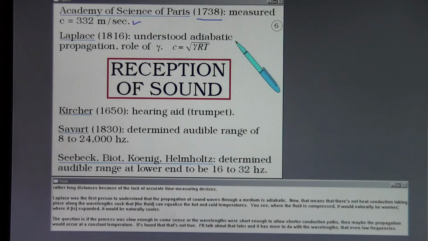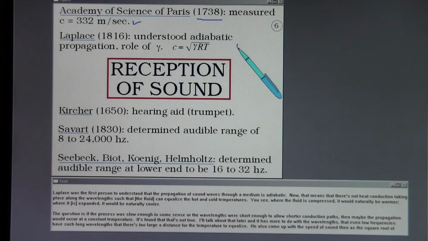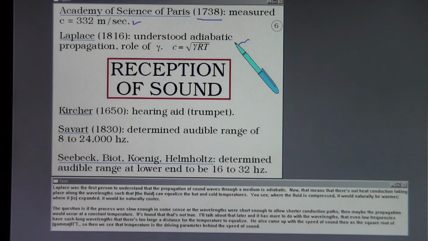Laplace was the first person to understand that the propagation of sound waves through a medium is adiabatic. Now that means that there's no heat conduction taking place along the wavelength such that you can equalize the hot and cold temperatures. You see, where the fluid is compressed, it would naturally be warmer. Where it was expanded, it would be naturally cooler.